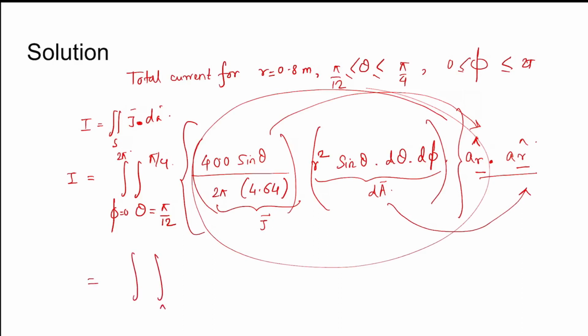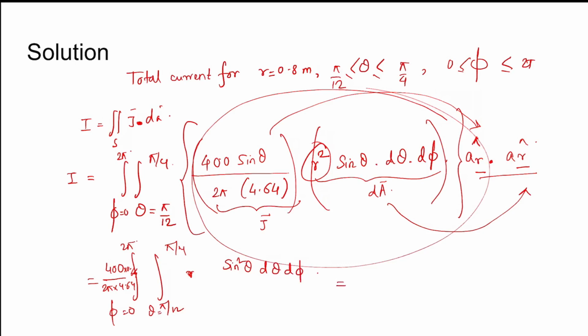So what is it coming to? Theta from pi by 12 to pi by 4, and phi from 0 to 2 pi, and the value is coming out to be: this can be taken outside, that is 400 divided by 2 pi into 4.64. Inside, we know the r value, r square is coming, so r square means 0.8 square, which is 0.64. This also can be taken outside. Now inside we will have sine square theta d theta d phi.